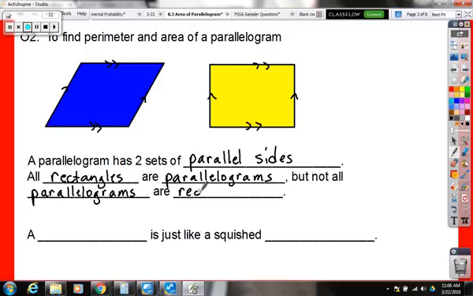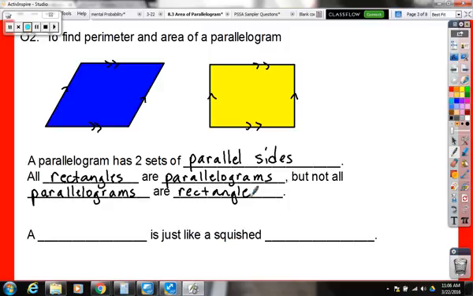Why is this parallelogram not a rectangle? What's wrong with it that doesn't make it a rectangle? Adam? Why isn't this a rectangle? It's leaning, and what does that do? Why is that not okay? Why can't I call it a rectangle? Changes the angles. What kind of angles does a rectangle have to have? Right angles. Good. Rectangle has to have right angles.